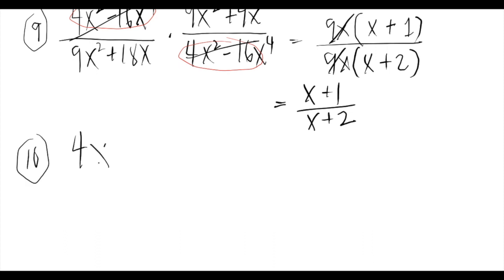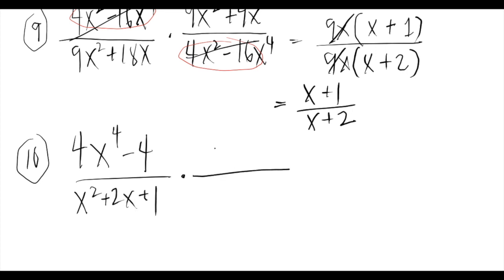Number 10. 4x raised to 4 minus 4 over x squared plus 2x plus 1 times 2x over x minus 1. So, ito, pwede natin i-factor out yung 4. May iwan tayo with x raised to 4 minus 1.